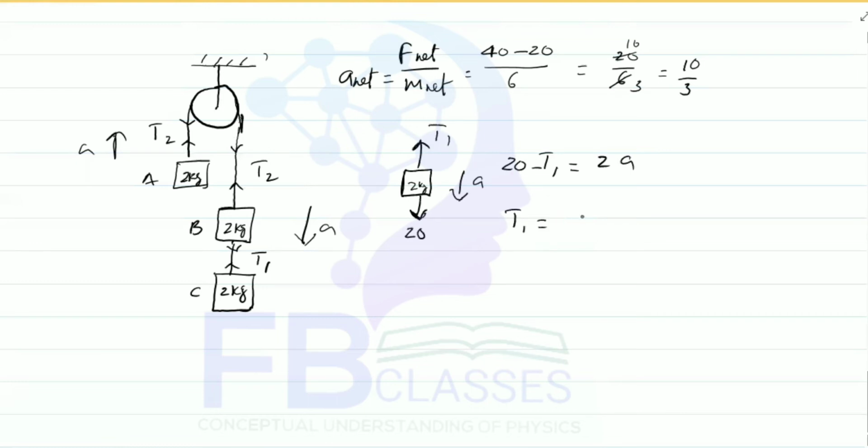So T1 is equal to 20 minus 20 by 3. Yes or no? 2 into 10 by 3, that is nothing but 20 by 3. So that is equal to 60 minus 20 upon 3. So that is equal to how much, my dear? 40 upon 3. Yes or no? So that is the tension T1. So how much will the value come? See here, T1, 40 by 3, will come approximately 13.3 Newton. Okay, so that is the value of T1.